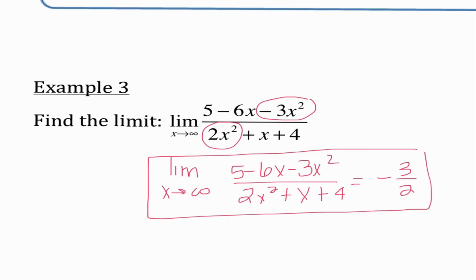Okay, just a reminder, if the higher term was in the denominator, so if this was x cubed, our limit would be 0. If the higher term was in our numerator, so if this was x cubed, then we would say the limit does not exist. And this is how you can do your homework tonight.